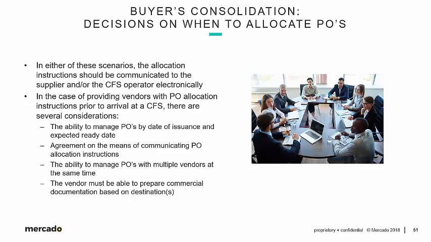It's a timing issue. When was a purchase order issued? And when is the cargo supposed to be ready? We need to manage that on an ongoing basis. We need an agreement on the means of communicating PO allocation instructions. Will it be by fax? Will it be by email? An Excel spreadsheet attachment? Or ideally, will we do that through a digital trading platform?